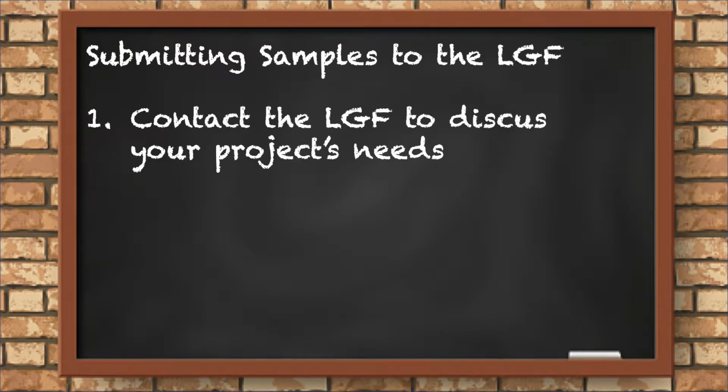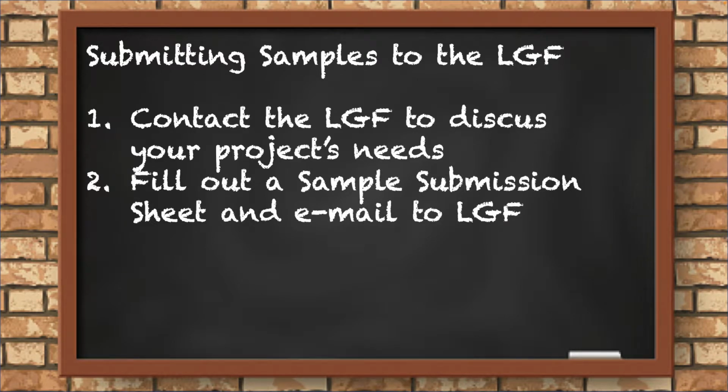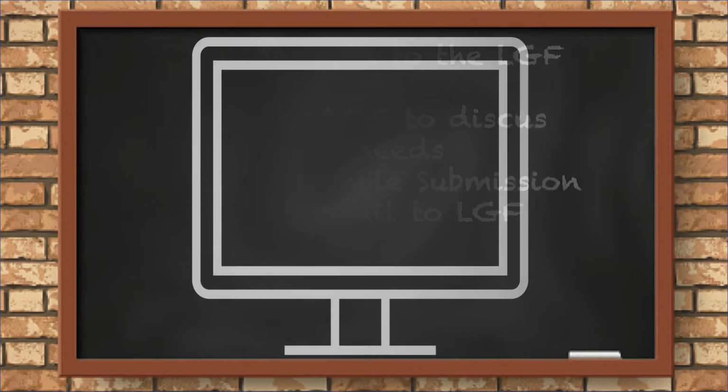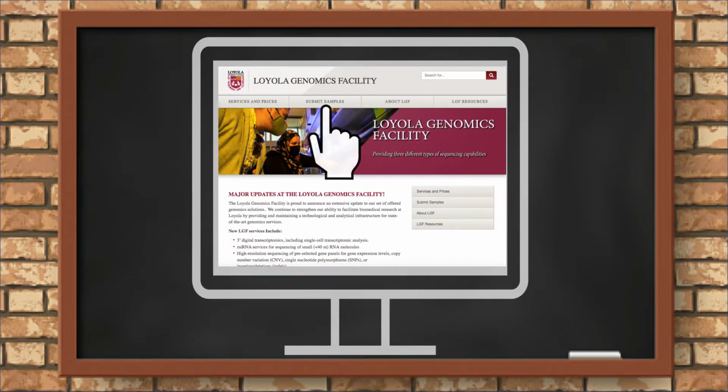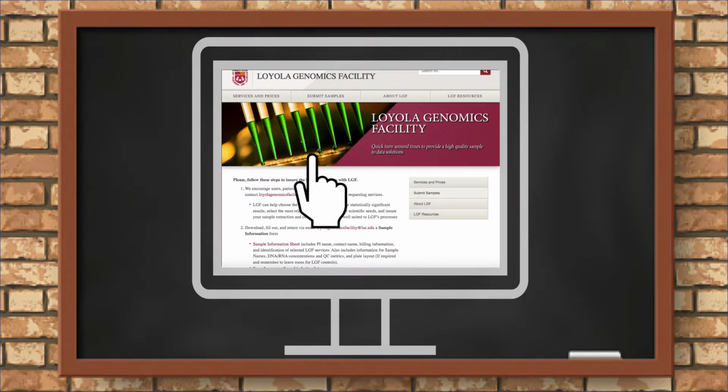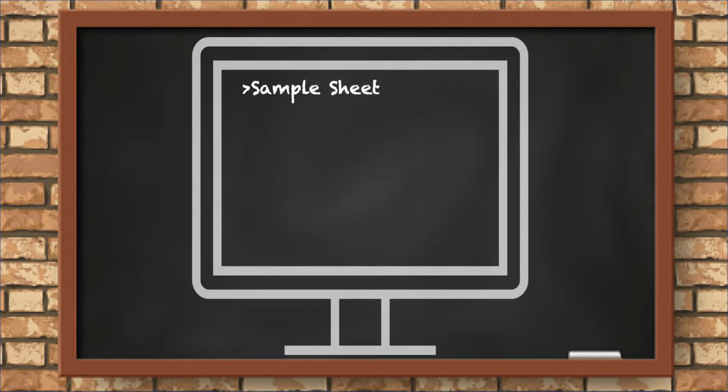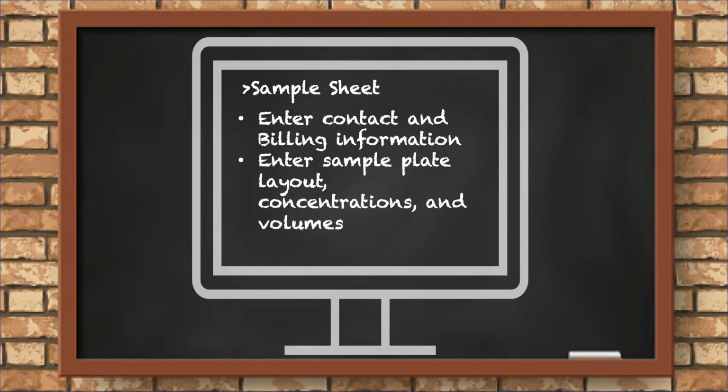Now that you know exactly what LGF services you need, your next step is to fill out a sample submission sheet. You can find sample submission sheets on the LGF website. Click on Submit Samples, and then download a sample submission sheet. Here, enter your contact and billing information, and provide information about your samples, including plate layout, quality metrics, and volumes.